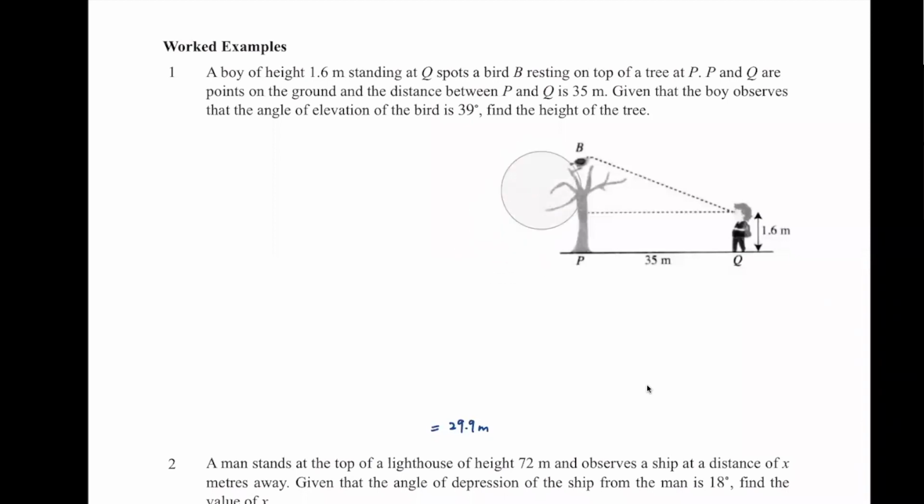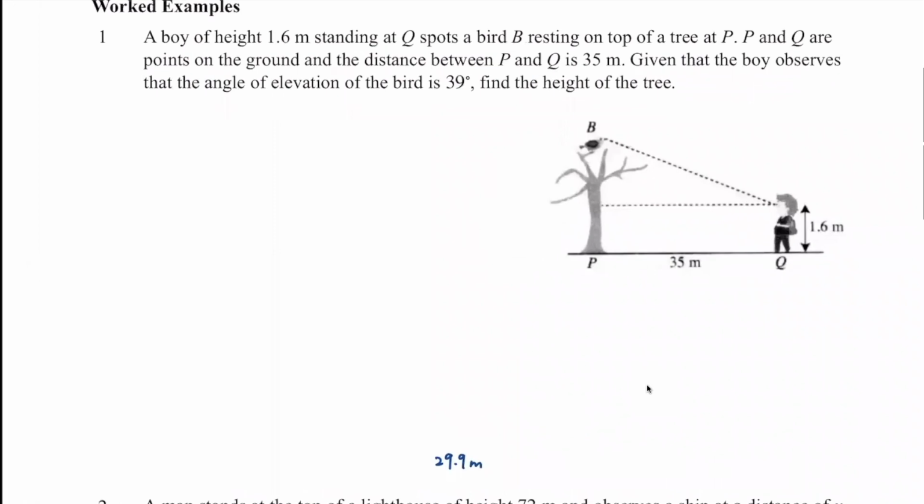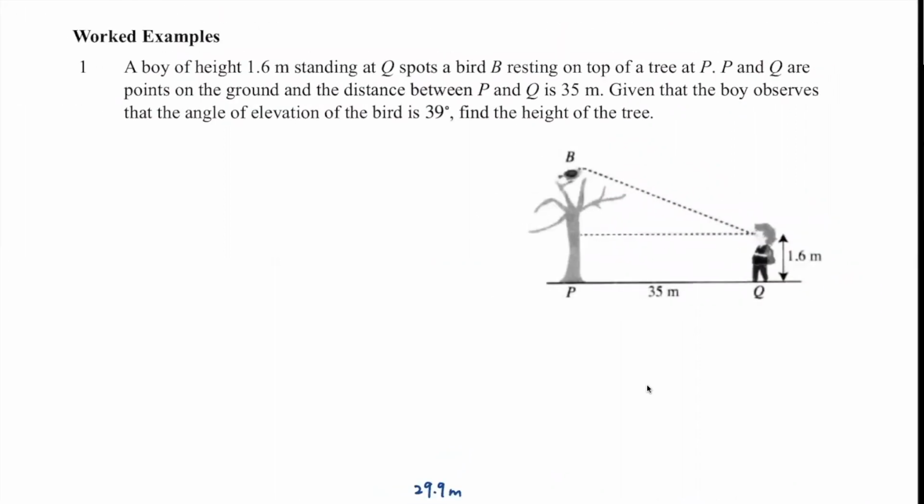Okay, so let's look at one question first, for example one, to try to see how you can apply how trigo is used in a typical angle of elevation or depression question. Okay, now say for example, there's a boy of height 1.6 meters standing at Q, and he sees a bird at B resting on top of a tree. The tree is standing at P. P and Q are on the ground, and the distance between P and Q is 35. Okay, now given that the boy observes the angle of elevation of the bird is 39 degrees, find the height of the tree.